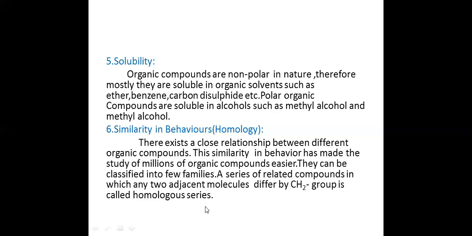We will discuss some families in our next lecture, inshallah. We can see families of organic compounds, and organic compounds are classified in those families on the basis of similarity in properties, and one group differs from the other group only. They have one carbon and two hydrogen atoms different.